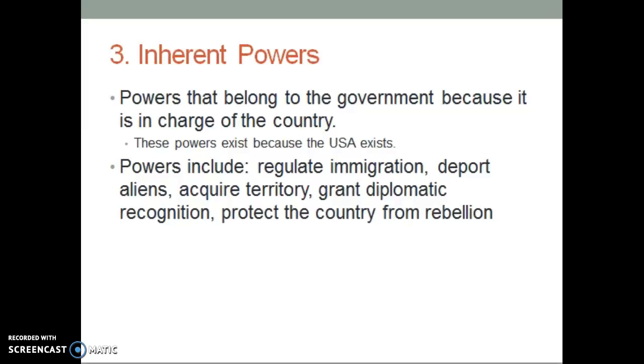So those are the inherent powers. So keep note of those. Those are important terms to understand, because those are definitely the kinds of things that'll get asked in more detail on the AP test.